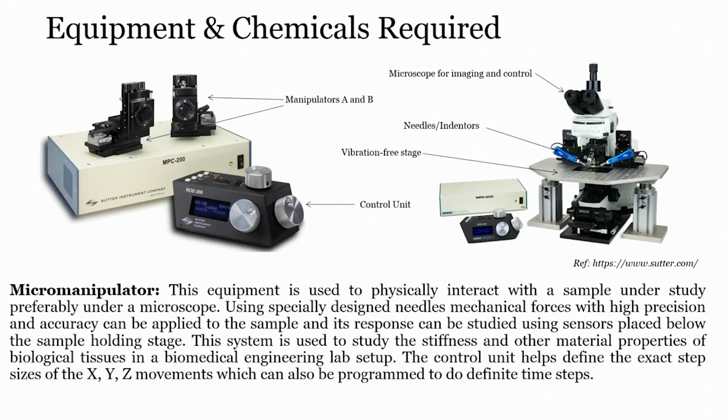The system is used to study the stiffness and material properties of a biological tissue in an engineering lab setup, which is biomedical engineering. The control unit helps define the exact step size x, y, z. So, it is not only used for z movements, it can also be used for x and y movements, and of course, it can be programmed for definite time steps, right. So, micro manipulator is an equipment that can be used for studying the tissue.